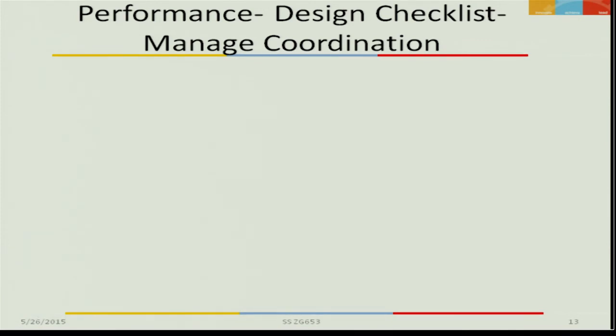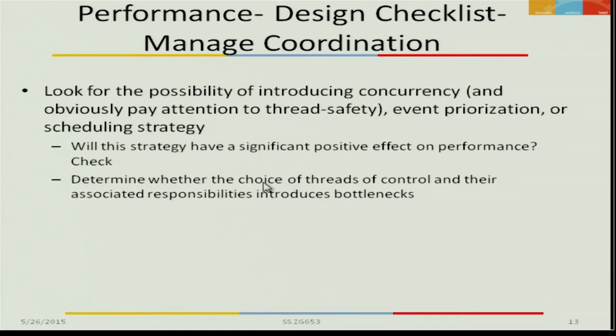Then managing coordination is also a very important thing in managing performance. Look for the possibility of introducing concurrency, and obviously pay attention to thread safety. Think about event prioritization and scheduling strategies. Check whether the strategy will have a significant positive impact on performance, and if so, only then use it. Otherwise, don't.